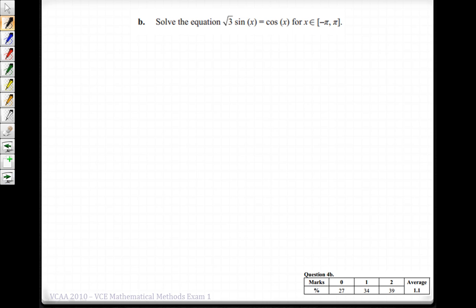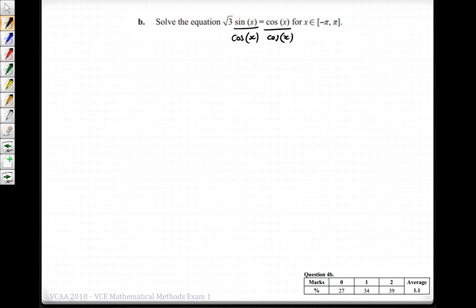The next question, however, was done a little bit more poorly, with only about 40% of kids getting full marks. And this is the sort of question that appears year in, year out. So what we want to do with this equation when we're trying to solve root 3 sine x equals cos x is to get only one trig function involved. And the way that we're going to do that is we're going to divide through by cos x from both sides.